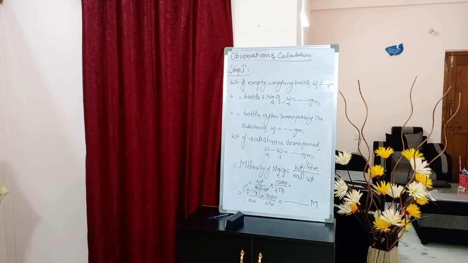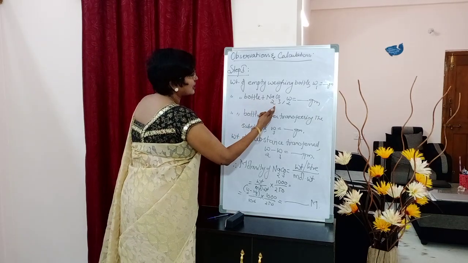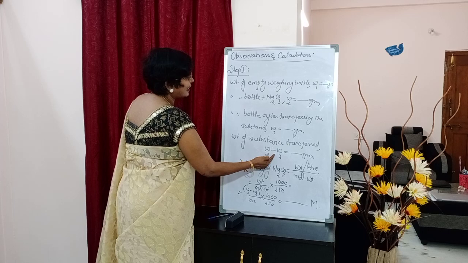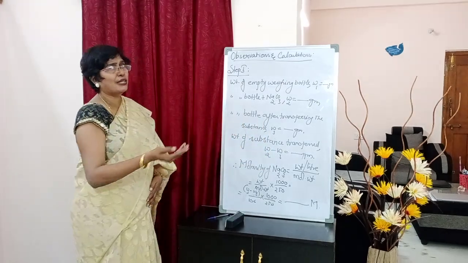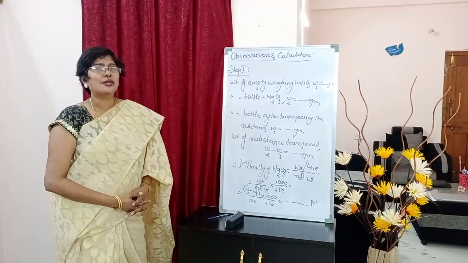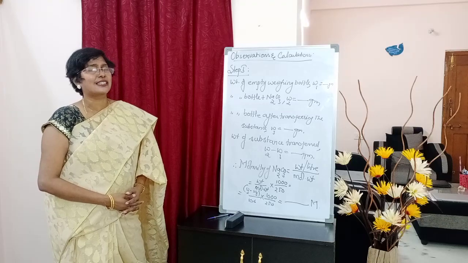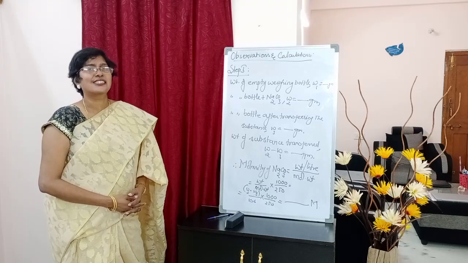Next, weight of the substance transferred into the volumetric flask. So how will we get that weight, students? So from the total weight, that is bottle weight plus substance weight, W2 minus W3. If something is left behind in the weighing bottle, so if we subtract these two values, we will be getting the weight of the actual amount of the substance transferred into the volumetric flask. That is denoted by W2 minus W3.